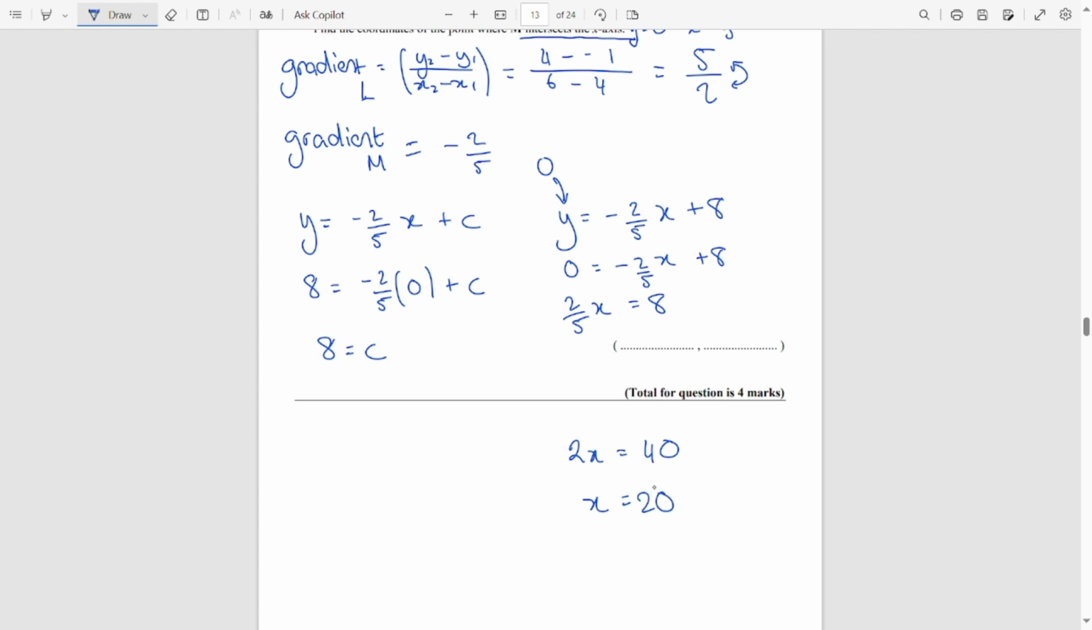Now it asks for it as a coordinate. So we have x is 20, y is 0, because that is what we use to find x here. We know that y is 0 because that is where we cross the x-axis.